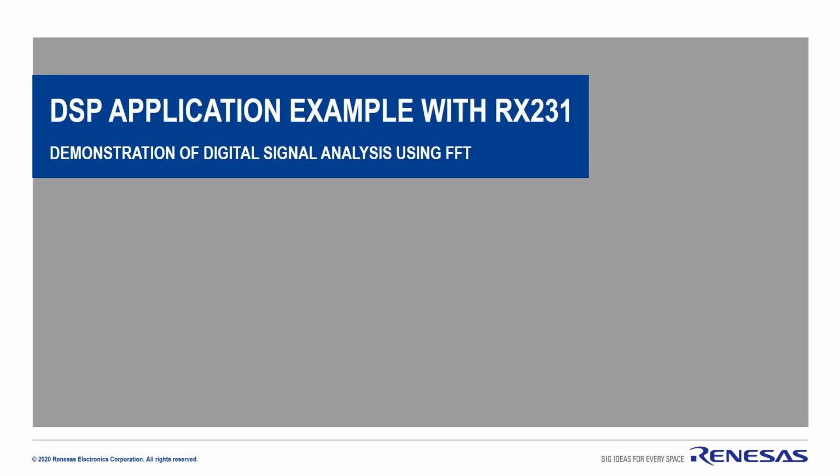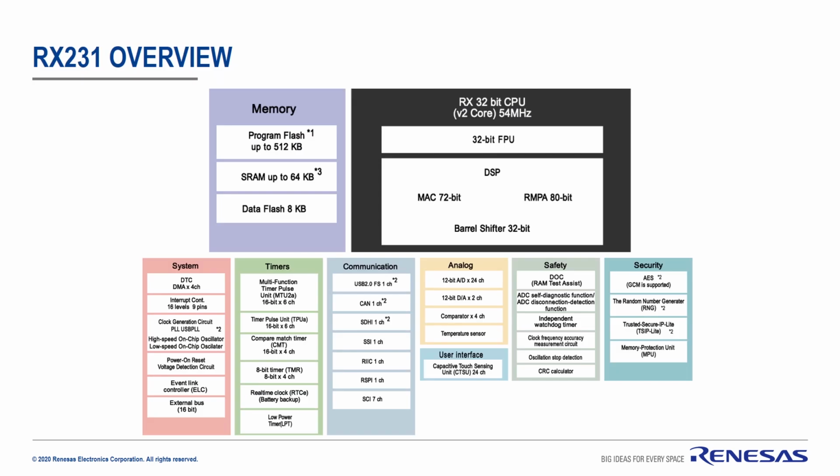Next, we will introduce a demo system that performs FFT operations on an RX231 MCU as an example of DSP functionality on an RX microcontroller. The RX231 is an RX microcontroller with well-balanced performance and power. The RX231 operates at up to 54 MHz and has 512 kilobytes of flash memory and 64 kilobytes of SRAM.